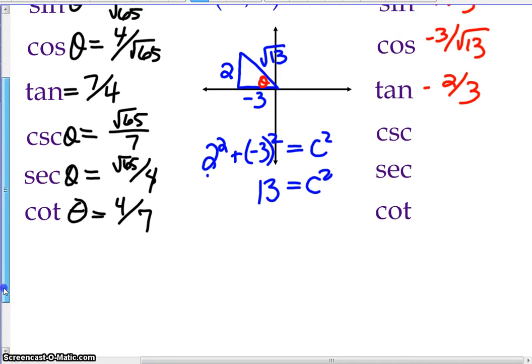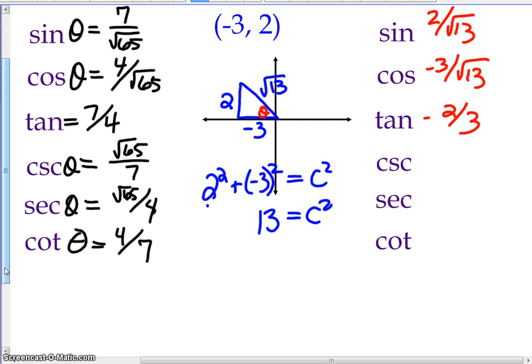Cosecant, I just need to go back to sine and say what's my sine? So that's my cosecant, square root of 13 over 2. Secant, negative square root of 13 over 3. I'm just flipping what I had up here in the cosine. Cotangent is -3 over 2. All right, let's keep going here.